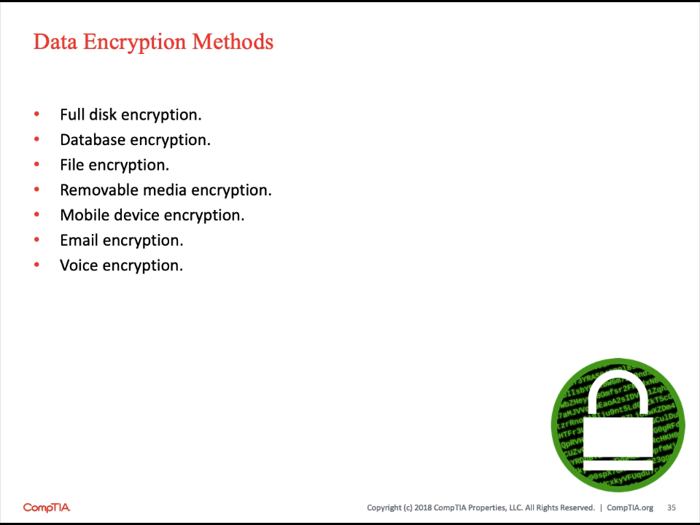Then we'll have removable media encryption. So this would be like our SD cards, USBs, things of that nature. We can have mobile device encryption, which is what I was talking about earlier. We can do full disk encryption with that, but there are lower levels of encryption on mobile devices. So maybe we don't have full disk encryption, but we have something like application level encryption.